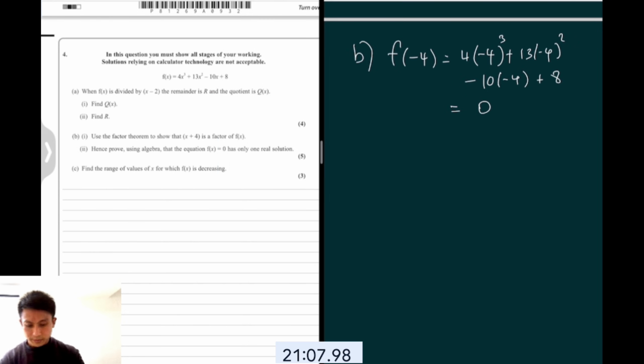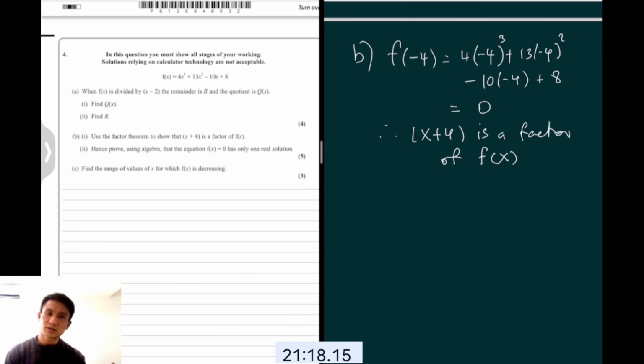So, therefore, x plus 4 is a factor of f(x). It's just a no-brainer part here, but you just have to write it. Whatever a math question asks you to show, usually they want you to repeat that it is true. Yeah, just like that.